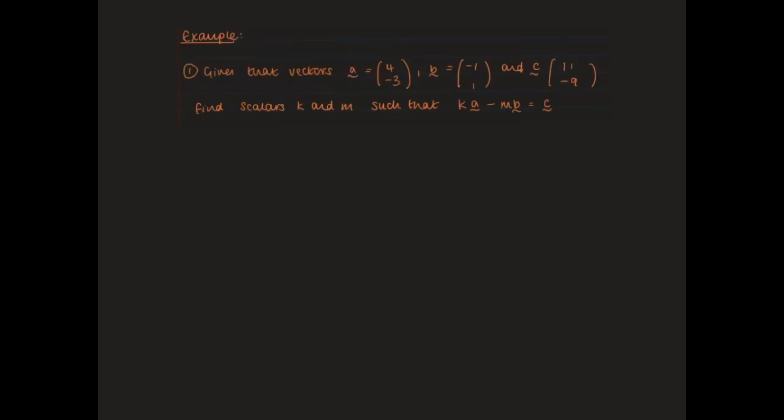So let's look at this example. So given these vectors, we need to find some scalars such that this equation is true. So if I write out my equation, and perform the scalar multiplication, then I end up with this.